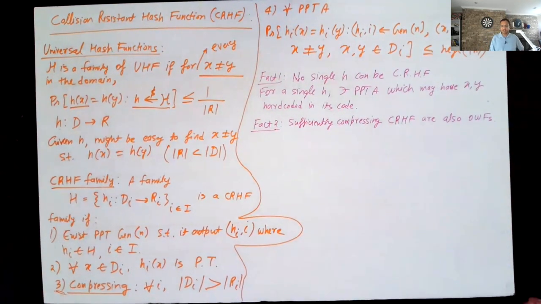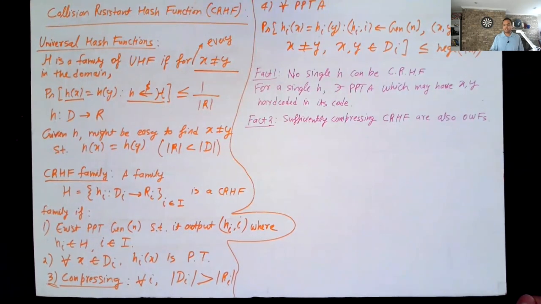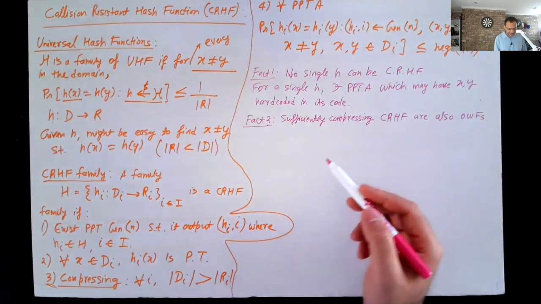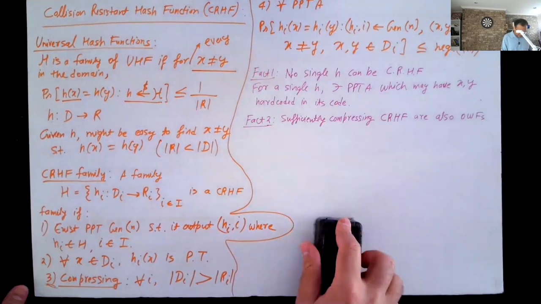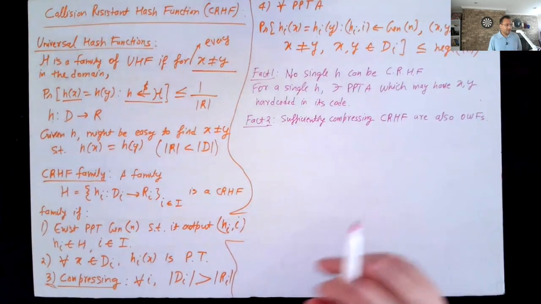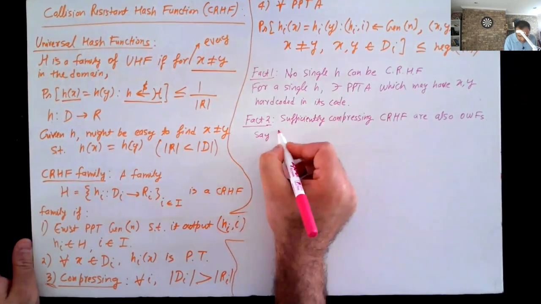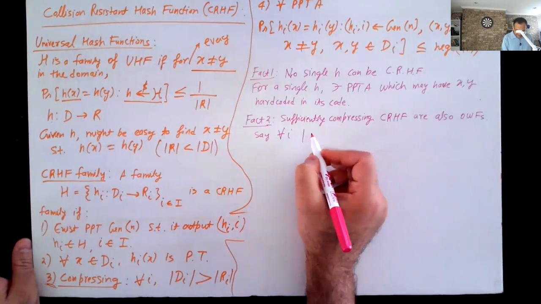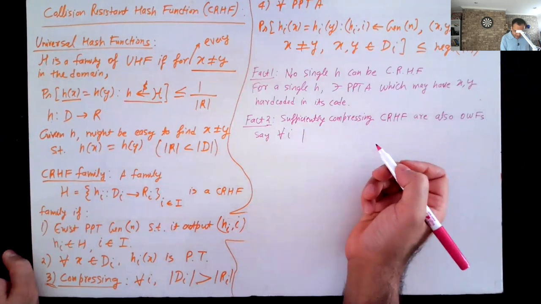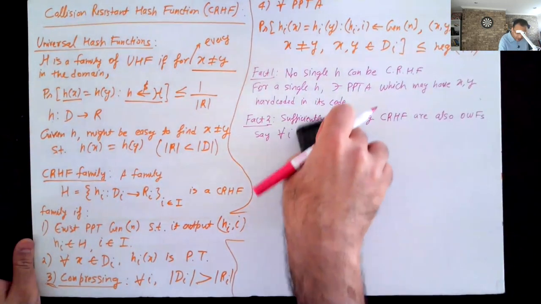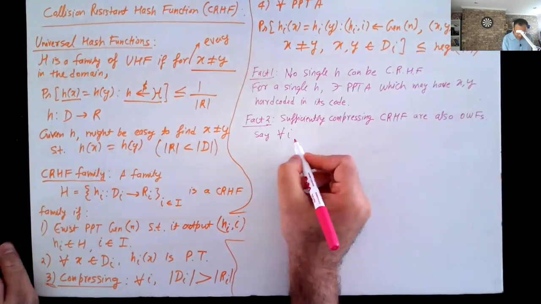Okay, and what do we mean by sufficiently compressing CRHFs? The size of the range must be much smaller than the size of the domain. So let's say your input is 2n bits and your output is n bits, then you're compressing by a factor of 2. And I would call that a sufficiently compressing CRHF. And this fact is not that straightforward to see. It takes a couple of minutes. So suppose, say for all I, let's say the size of the input, and I'm not talking about, by the way, the size of the domain or the range.